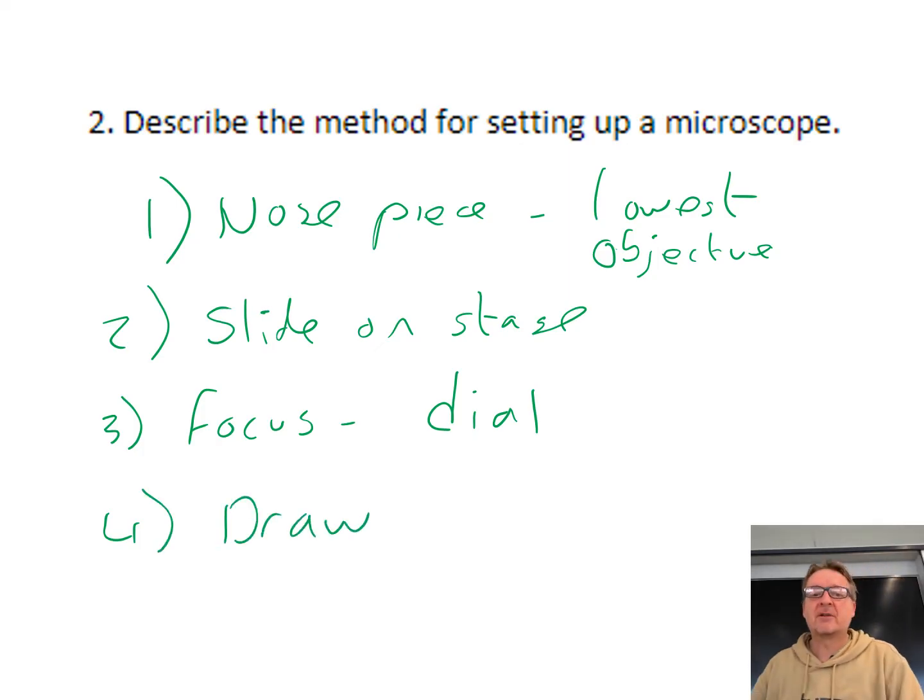It's relatively straightforward, right? So really you just get your microscope, turn it to the lowest objective. Best thing to do is put it down as far as it will go, as far as possible. So then when you're actually focusing, you're moving away from it. Put the slide on, focus it, draw it.